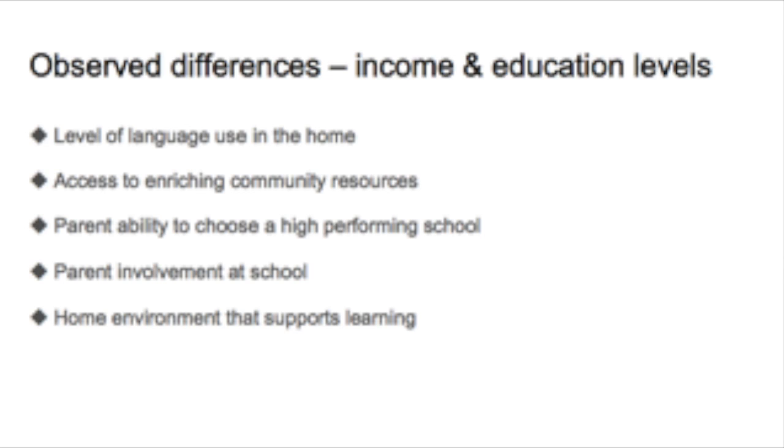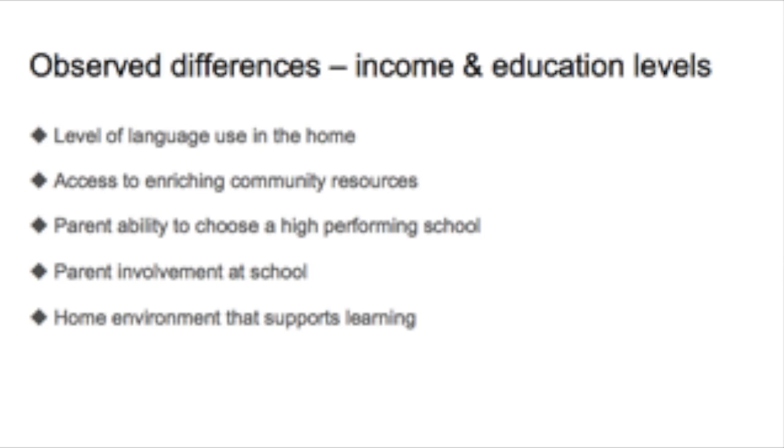The level of language use in the home. So children with more affluent parents hear more words and more complex words than children with lower income parents. Even by the age of 3, there can be a vast difference in the number of words in a child's vocabulary. Access to enriching community resources. Parents with more education tend to seek out these experiences for their children to help them develop cognitively and socially. They can often afford more of these enrichment kinds of activities.